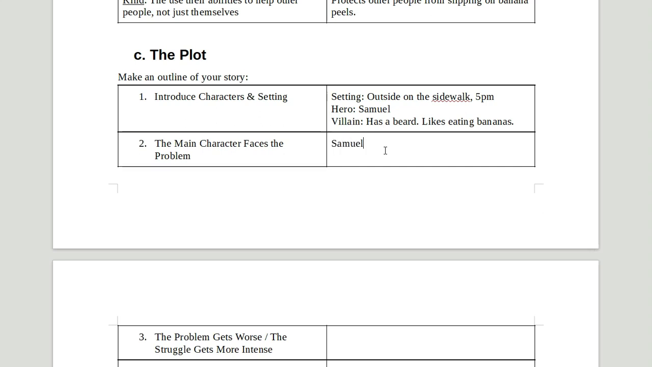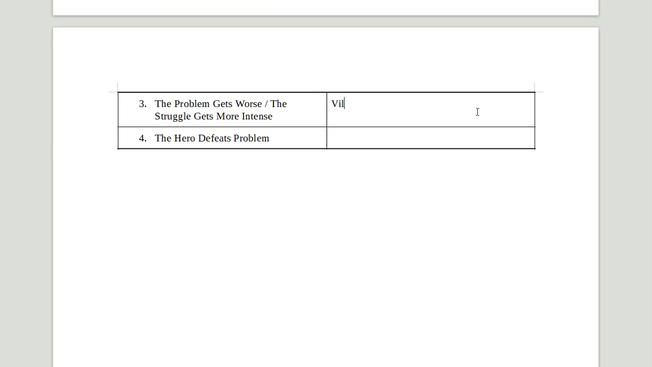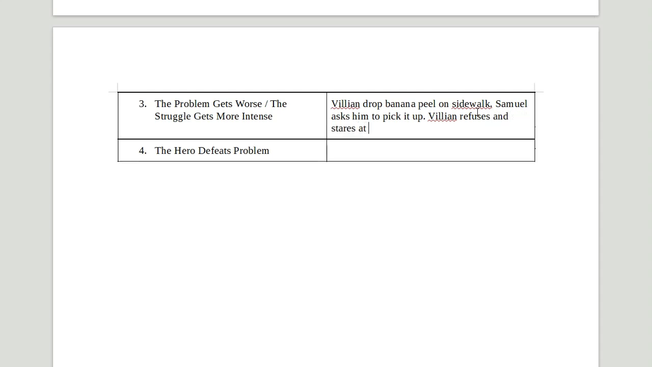Okay, so Samuel is walking down the sidewalk, stops to see the villain eating a banana, notices that he does not have anywhere to put the peel. Uh-oh, now the problem is going to get worse, or the struggle is going to get more intense. Villain drops banana peel on the sidewalk. Samuel asks him to pick it up. Villain refuses and stares at Samuel with his scary eyes.